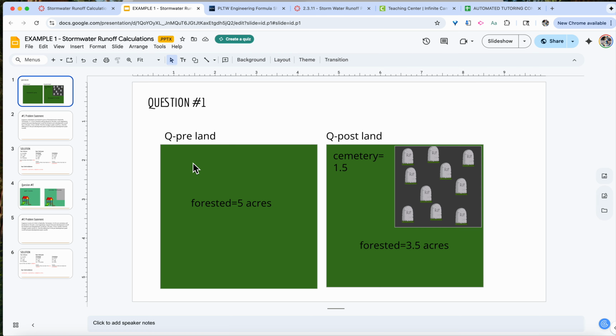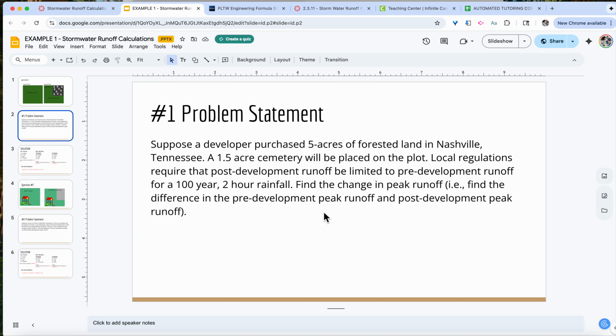Question number one. So we have this case here for Q pre, where we're starting off with forested 5 acres of land, and then for Q post we're adding in a 1.5 acre cemetery, and then the forested land is going to be 3.5 acres. So let's continue to our problem statement.